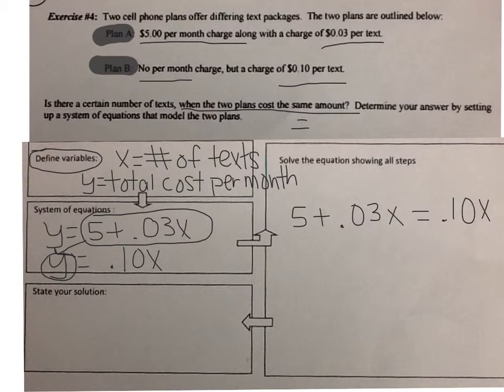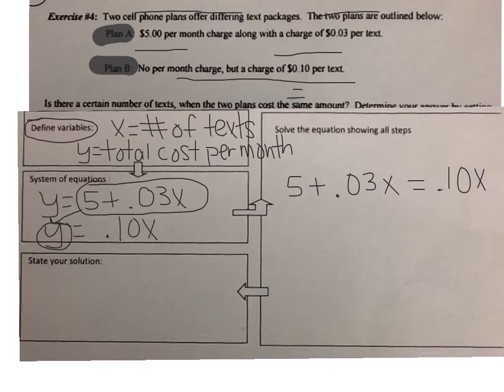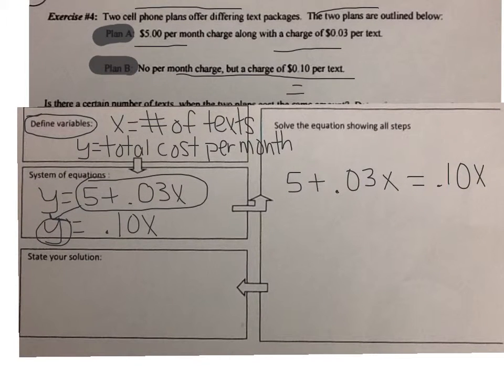Now all we need to do is solve for x. I'm going to move my paper up a little bit so you can see what's happening. Our favorite thing to do is drop the line. I need to get my x's on one side, so it makes more sense if I subtract 0.03x from both sides.